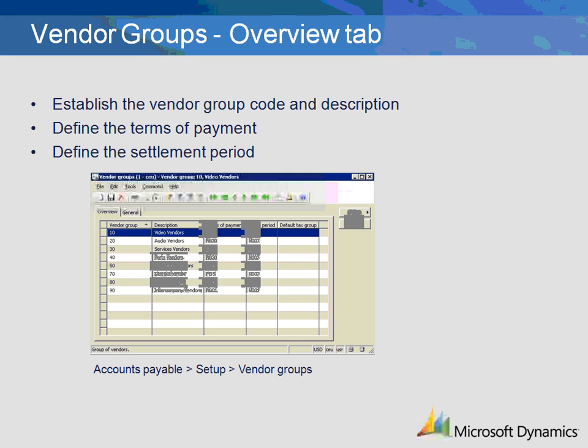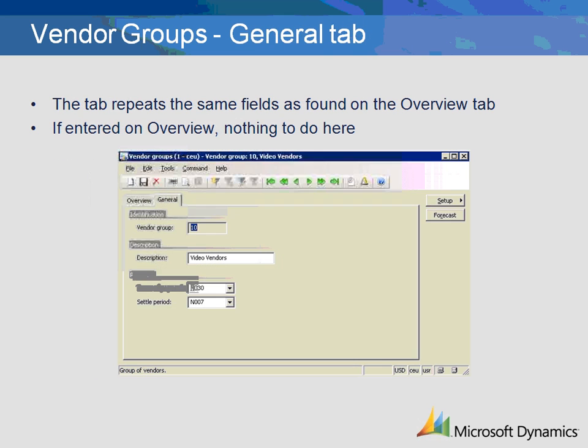On the Overview tab, first, create a distinctive group code and a corresponding description. Then select the terms of payments that will be applied for this vendor group. Next, select the settlement period that will be applied to this vendor group. The General tab displays the same information found on the Overview, so there is nothing to complete here. Clicking the Forecast button will allow you to enter the purchase forecasting. Clicking the Setup button will launch you into the Inventory Posting form.